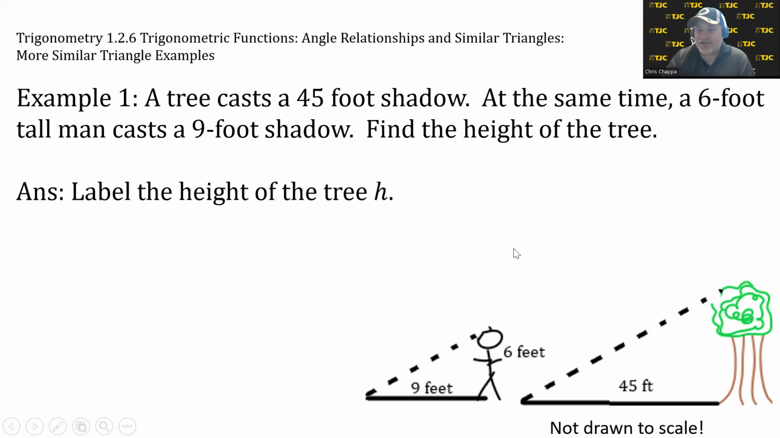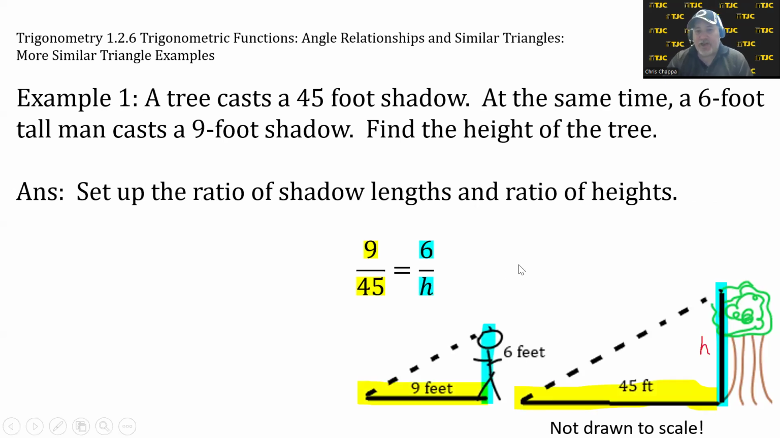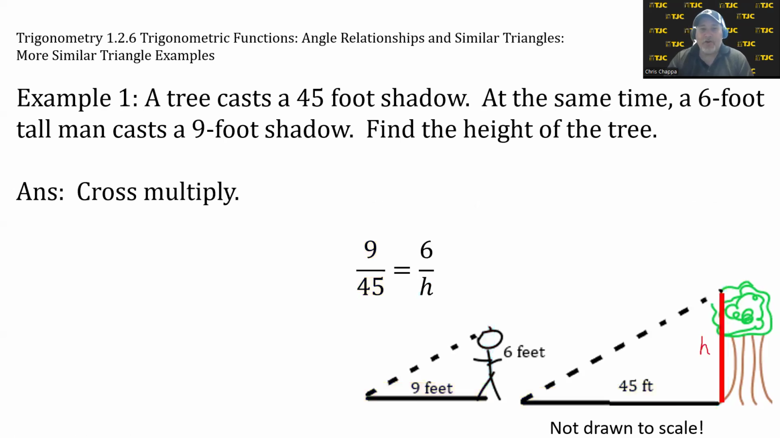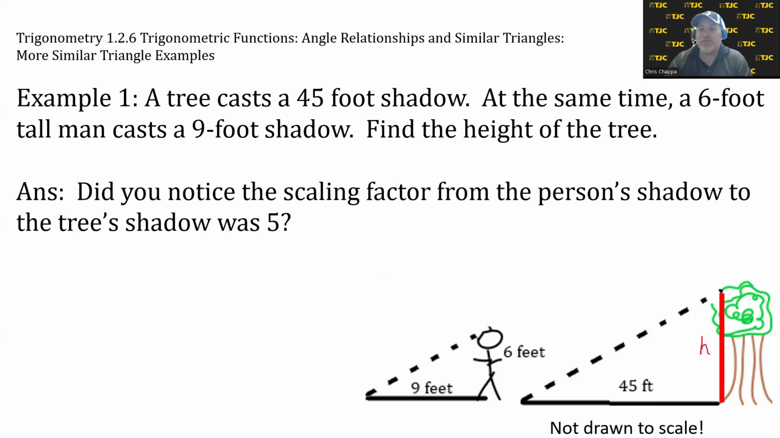So we want to find the height. Let's label it H. And now we have some corresponding sides to set up as ratios in a proportion. We'll set up the ratio of shadow lengths to the ratio of heights. The shadow lengths are 9 and 45. The heights are 6 and H. Now we simply solve. Cross multiply to get 9H equals 270. 6 times 45 is 270. Divide both sides by 9, and we get the height of the tree is 30 feet. Pretty straightforward. Tree is 30 feet tall.